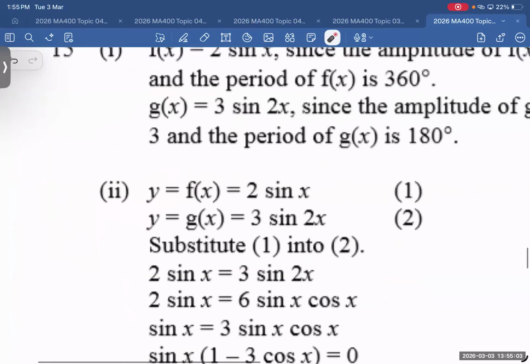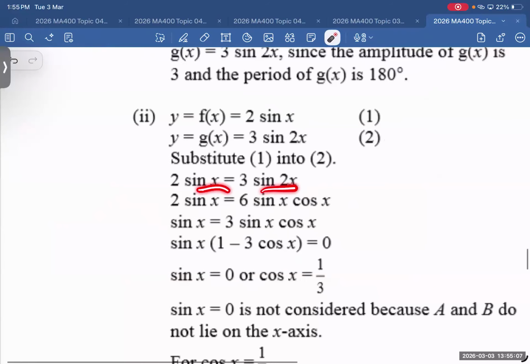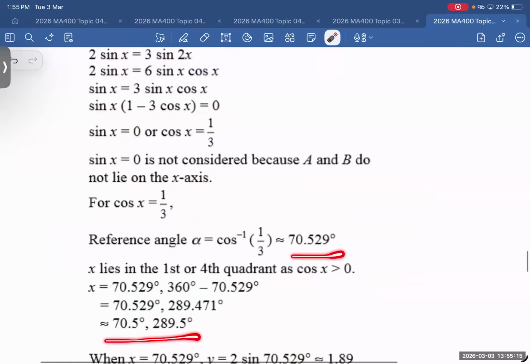I don't think you all have an issue. Basically, you solve simultaneously, you factorize, right? Don't cancel out 0. Cosine equals 1/3. You solve, 70.5 is the basic angle. Quadrant 1, quadrant 4, you get your answer.